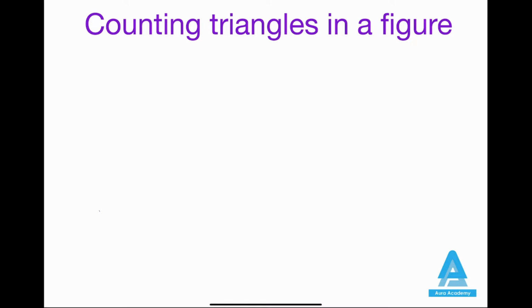Today we are going to discuss counting triangles in a figure. Whenever I say we are going to count something, do it on paper. Don't do it in your mind, okay?